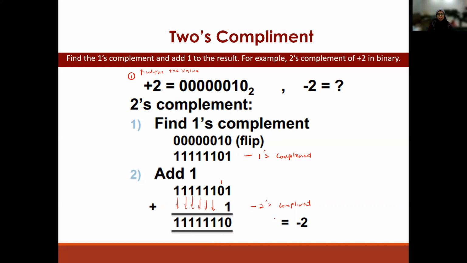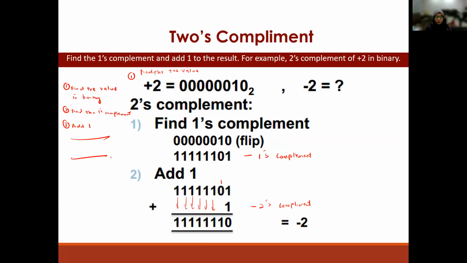So remember, what is the step for 2's complement? First, you need to find the positive value in binary, usually 8 bits, because this is equal to 1 byte. Number 2, you need to find the 1's complement. And then number 3, add 1. Then you will get the answer for the negative value.